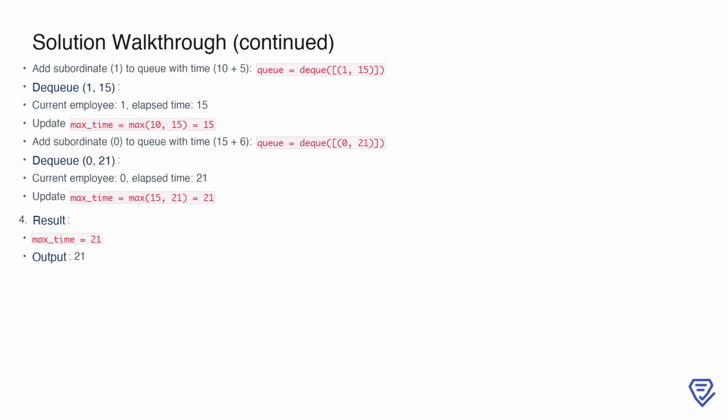Next, employee 1 informs their subordinate, employee 0, at time 15 plus their informed time of 6, resulting in time 21. Employee 0 is the last employee in the hierarchy, and since they have no subordinates, the traversal ends here. Throughout this process, max_time is updated whenever a greater elapsed time is encountered. The final value of max_time is 21, which is the total time required to inform all employees in this organization.